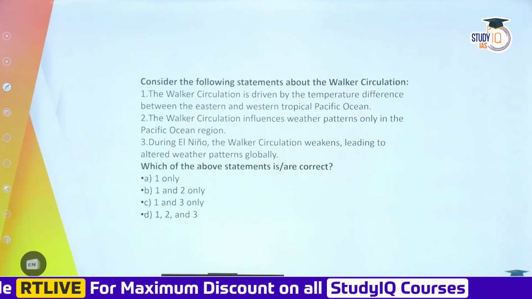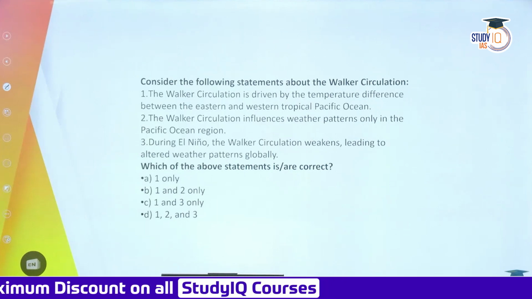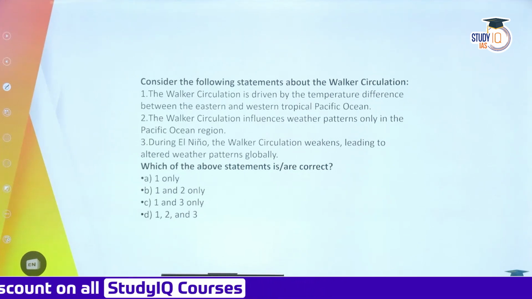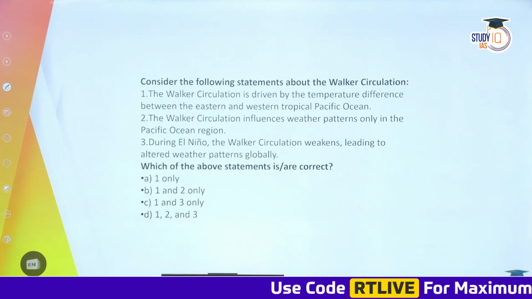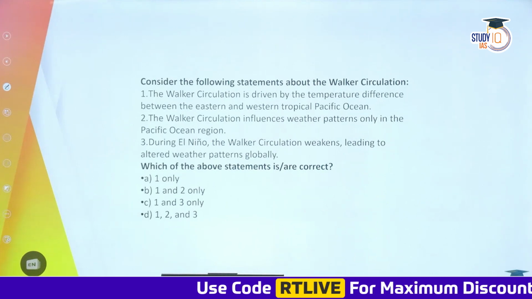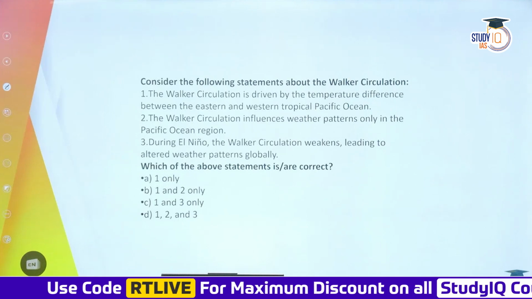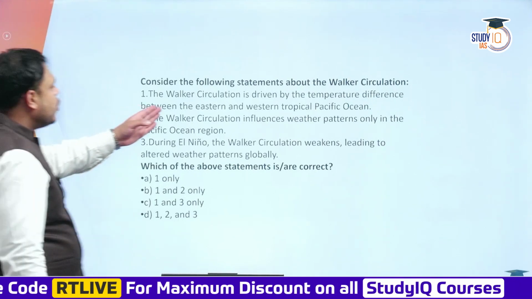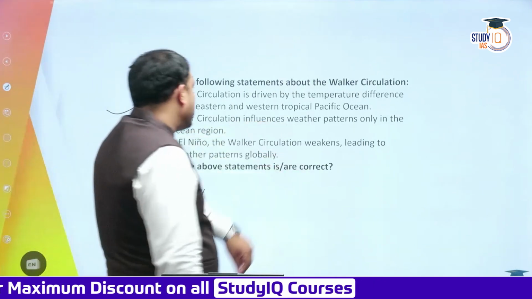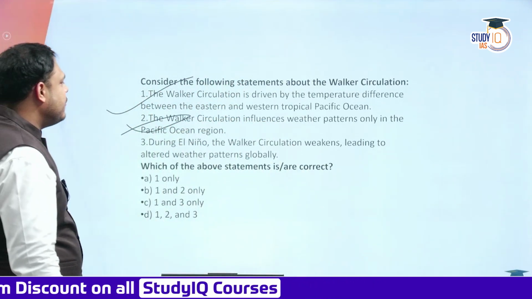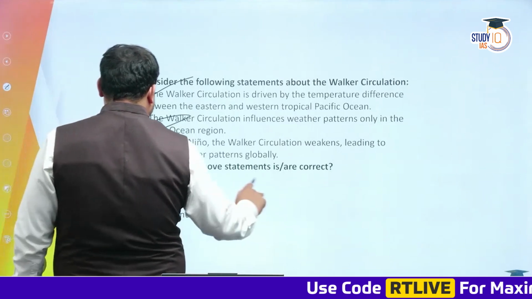चलिए, हाँ जी बोल दो आंसर, पढ़ लो यार, बातें मत करो. The Walker circulation is driven by the temperature difference between the eastern and the western tropical Pacific Ocean. बिल्कुल ठीक बात है भाई. Walker circulation influences weather patterns only in the Pacific Ocean region. No. During El Nino, the Walker circulation weakens, leading to altered weather patterns. Yes. 1 and 3 are right. Answer will be C.